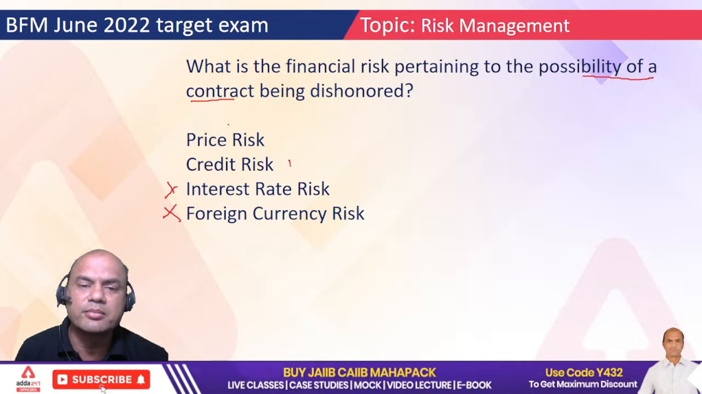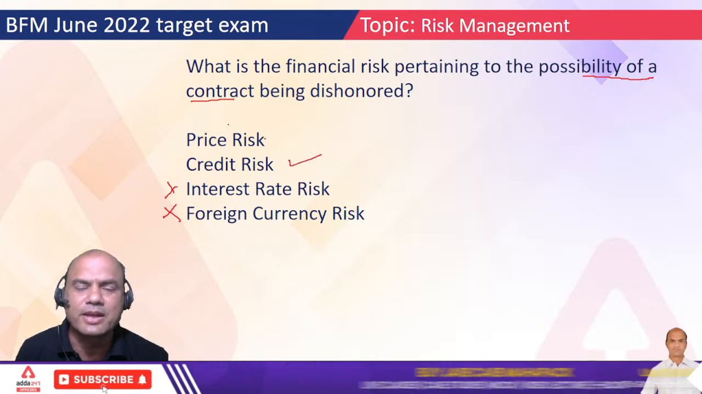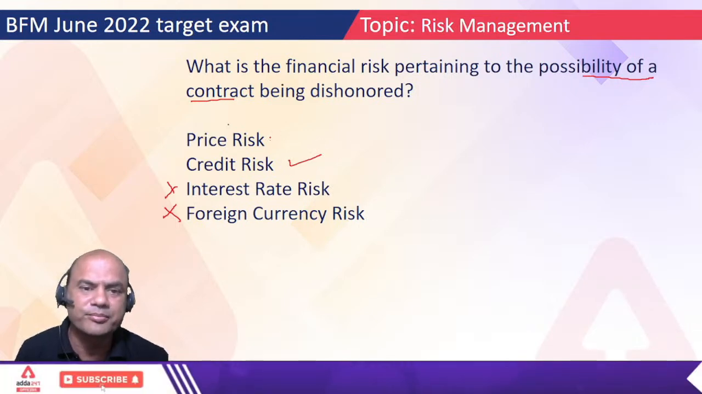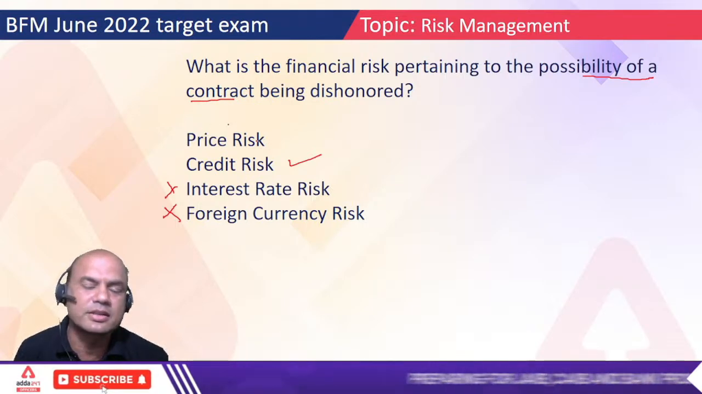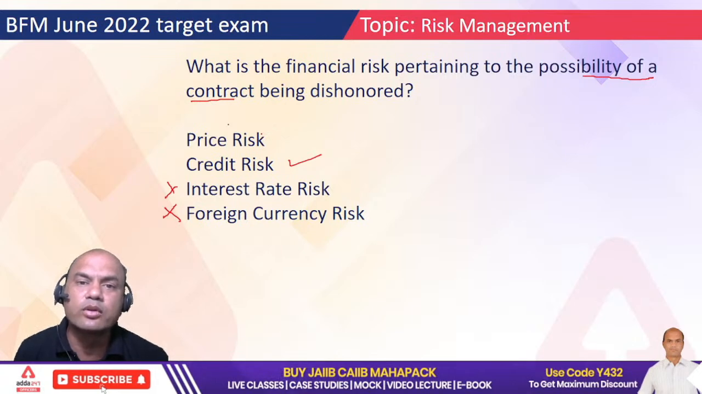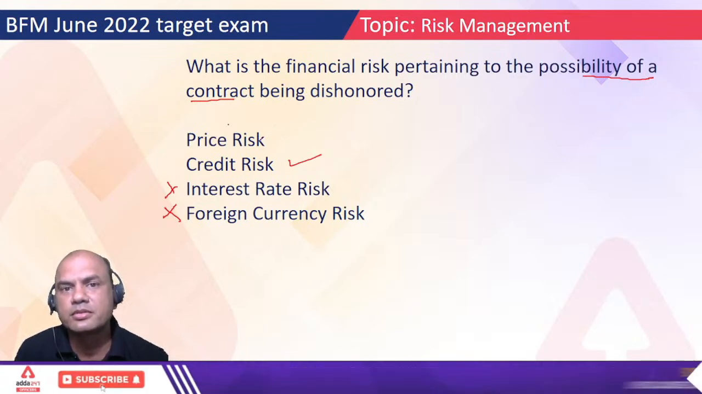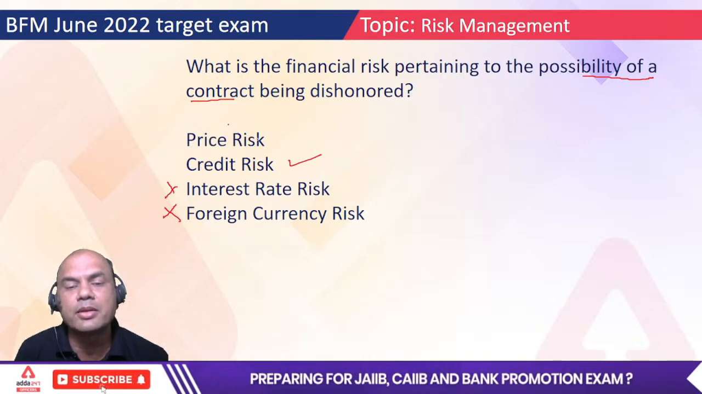It's not. Some of you have answered this price risk. Price risk is totally different. Price risk means what? It is actually related to interest rate risk. If the interest rates go down, the price of that bond goes up. So if the price of that bond goes up, then I am at a price risk.